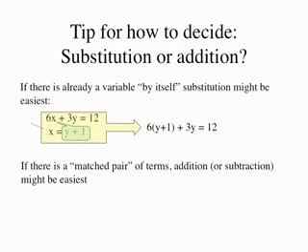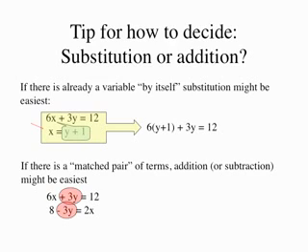If there is what I call a matched pair of terms, then either addition or subtraction might be the easiest. Here's an example. We have this system of equations, 6x plus 3y equals 12, and 8 minus 3y equals 2x. Notice that in the first equation, we have a positive 3y, and in the second equation, we have a negative 3y. That's like a matched pair of terms.